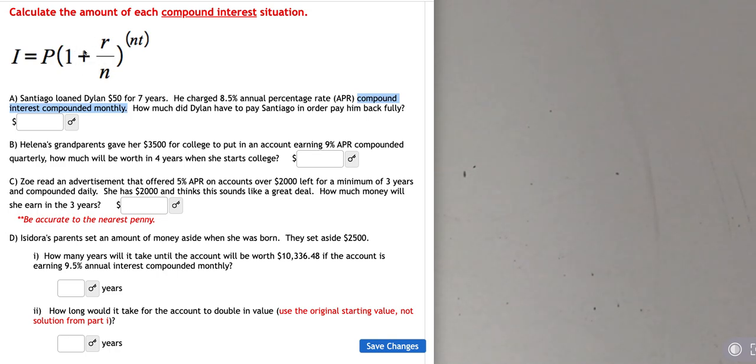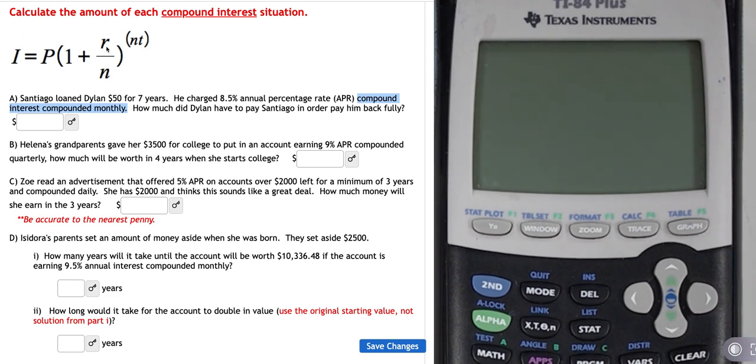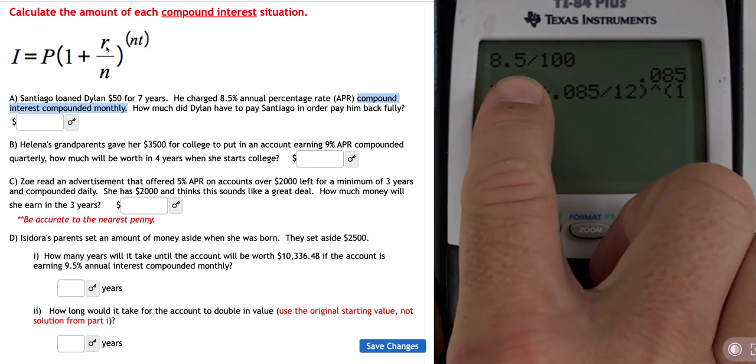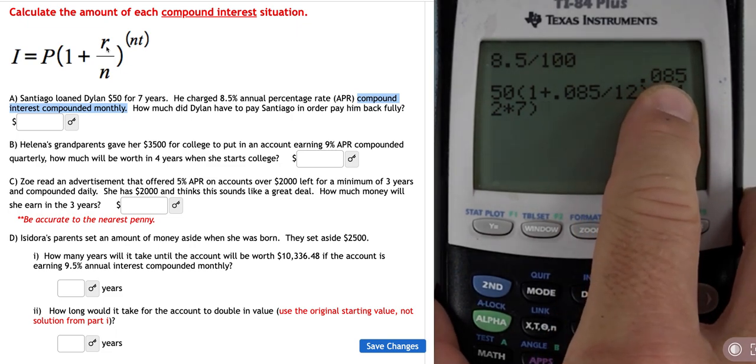The first thing you have to do is figure out what is the rate as a decimal. That's the biggest problem I see with students. So the first thing I suggest you do is go to your calculator and put in 8.5 and divide it by 100. That means wherever I see the R in that formula, I'll be using 0.085.